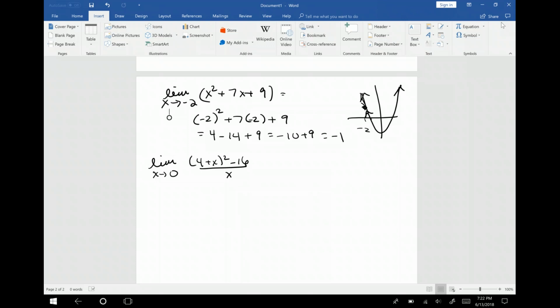We're going to either look intuitively at what's happening in this function, or we're going to try to maybe do a little algebra on it. This one we can do a little algebra. So we're going to say the limit as x goes to 0, and then we're going to distribute, or FOIL, the 4 plus x squared. We FOIL it, we get 16 plus 8x plus x squared minus 16 in the numerator divided by x in the denominator.